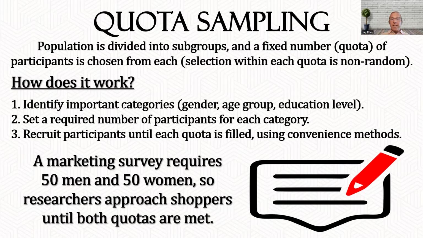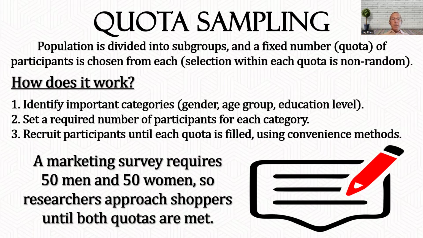So we're going to identify categories. Again, it could be age, gender, education. We're going to set that required number for each group, and then we're just going to recruit participants who meet that criteria until we've reached our quota. And we're purely using convenience methods.